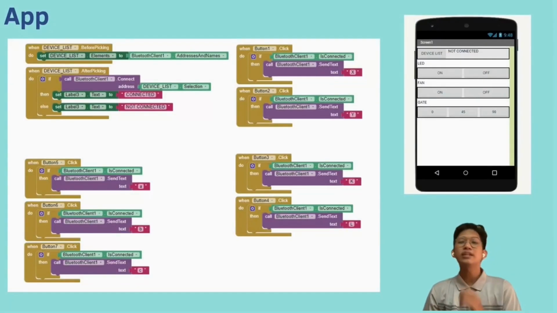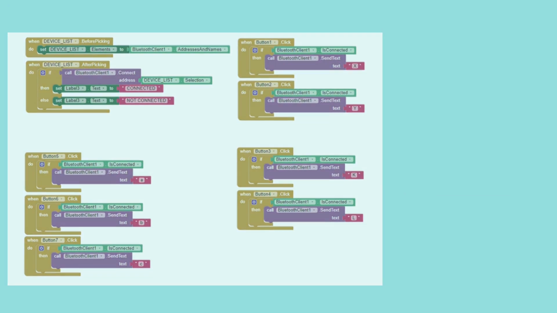For your information, we applied MIT App Inventor to complete our home automation. These are the coding blocks to set up the Bluetooth connection and the interface of the app on the right side. Each button is assigned to the LED, the fan, and the gate.